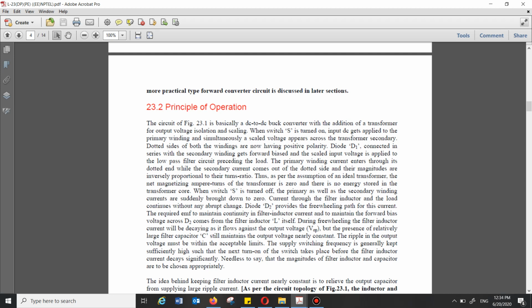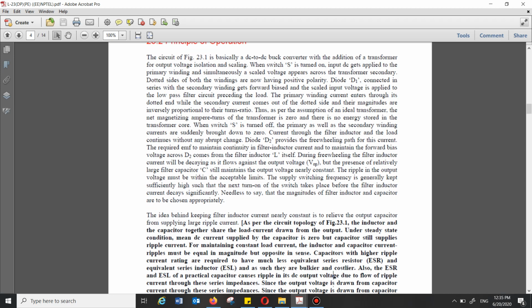The supply switching frequency is generally kept sufficiently high such that the next turn on of the switch takes place before the filter inductor current decays significantly. The switching frequency should be so high because before the capacitor is fully discharged or the inductor is fully de-energized, we should have an input from the primary. The magnitudes of the filter inductor and capacitor are very basic design constraints.